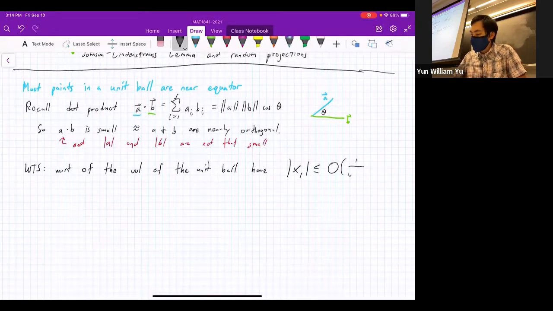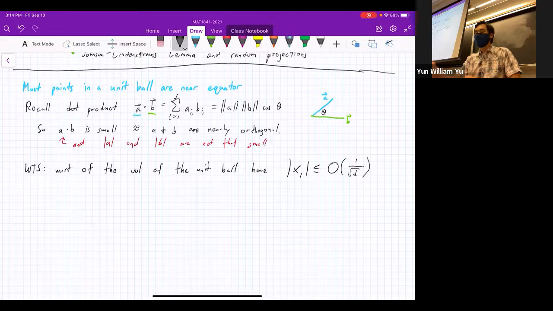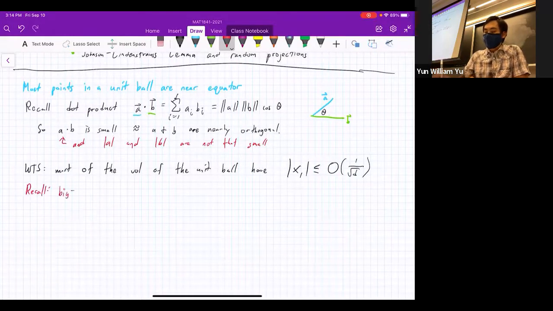What did I have here? I had 1 over the square root of d, I think, is what I wrote down there. Is that what I want? We'll run with it for now. So first, I'm going to mention the big O notation, which those of you who've taken algorithms will be familiar with. If you haven't, I'm going to briefly recall it here. Since this is something we will be using a lot in this class, just recall big O notation.